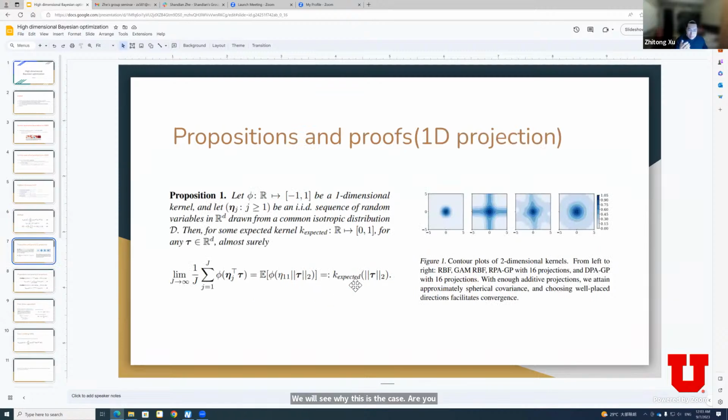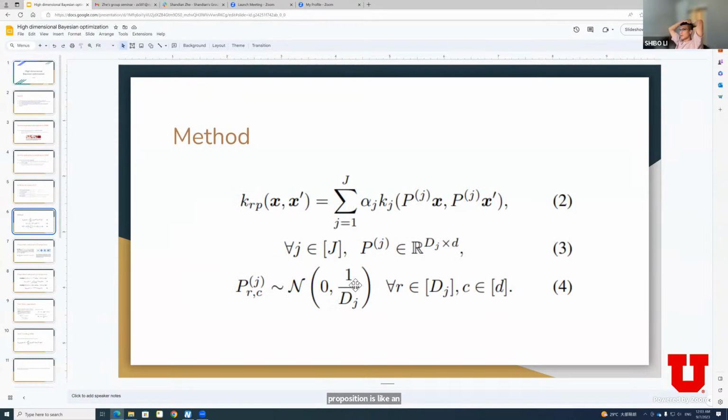Okay, so for the propositions, I have a question about the previous slide. Why do they sample the normal distribution with the standard deviation 1 over dj, not just 1? Oh, I think you can sample with variance 1. Okay, so this is more like a numerical trick for stability, for rank stability.